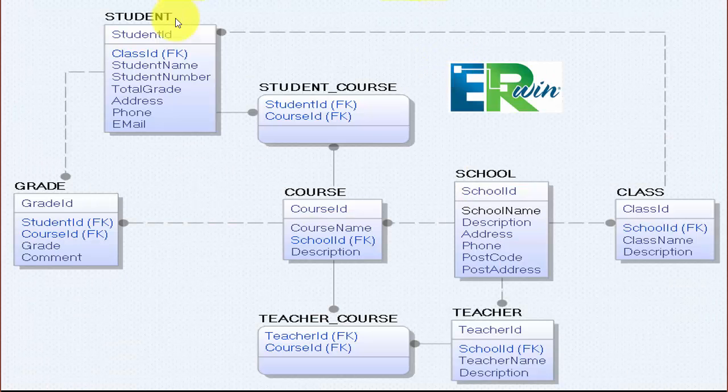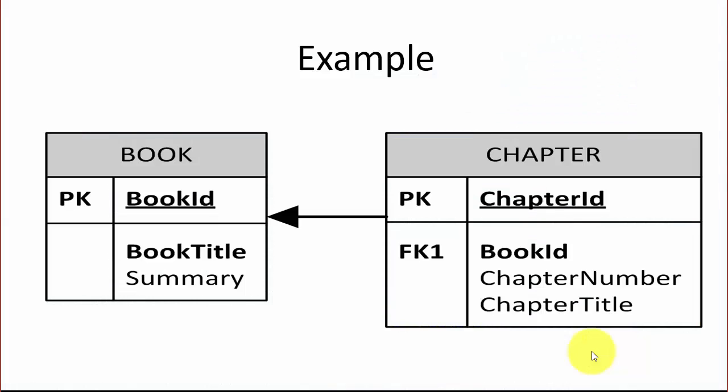Here you see the same example as previously. This example is created in Erwin. We will create this simpler example in this video where we have 2 tables, one book table and one chapter table. So let's create this example in Erwin.